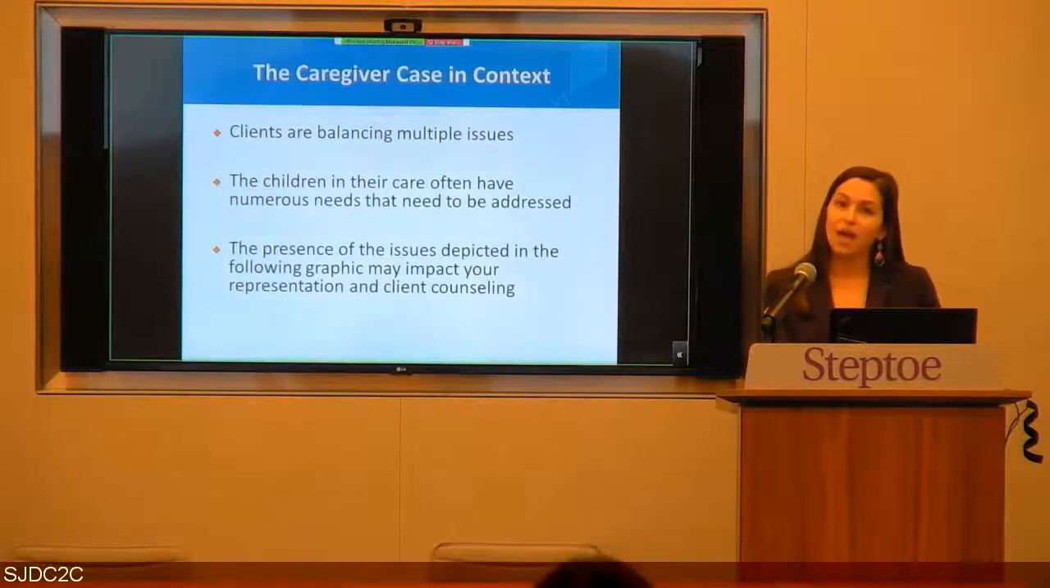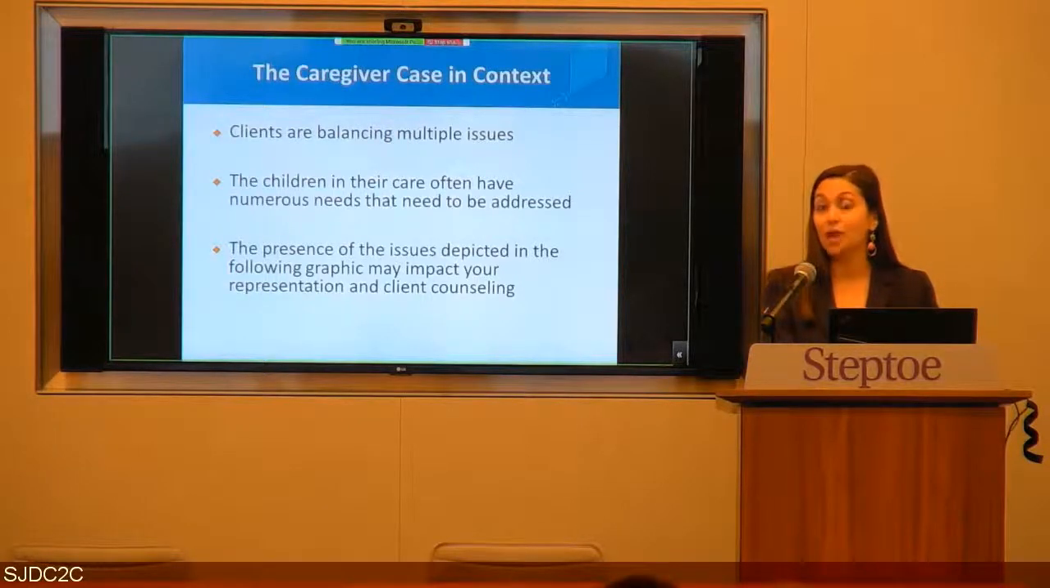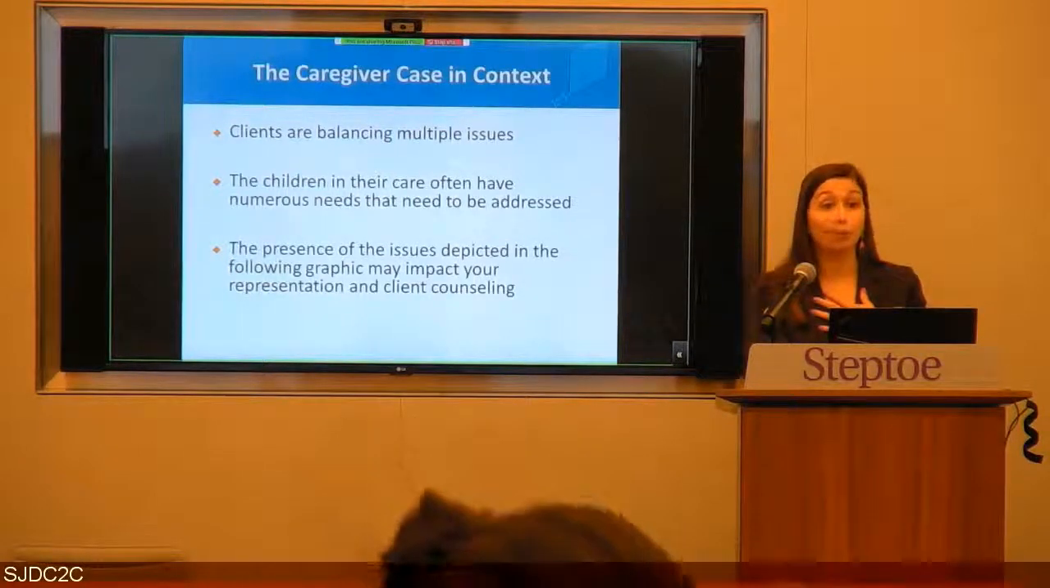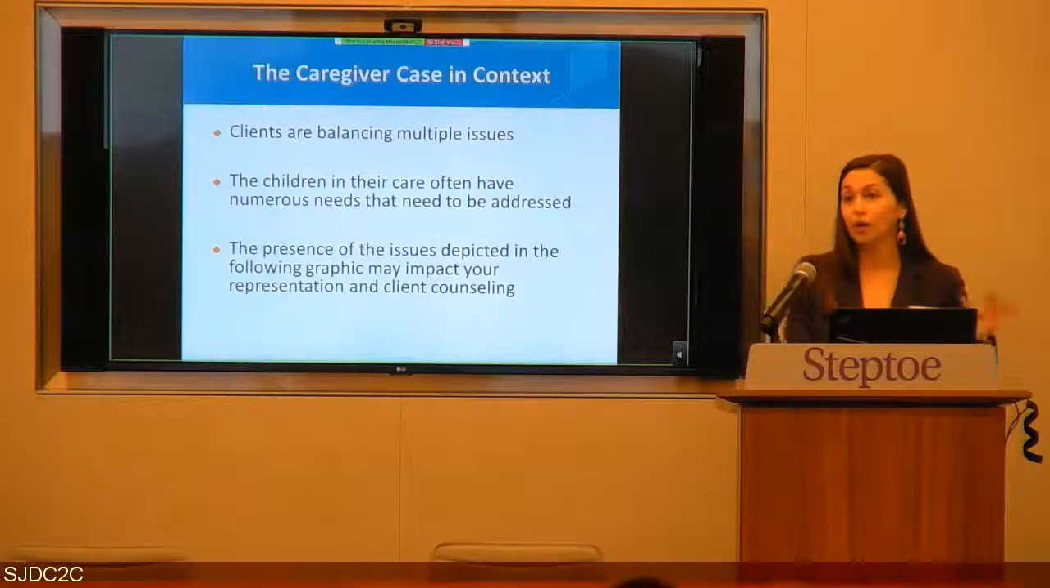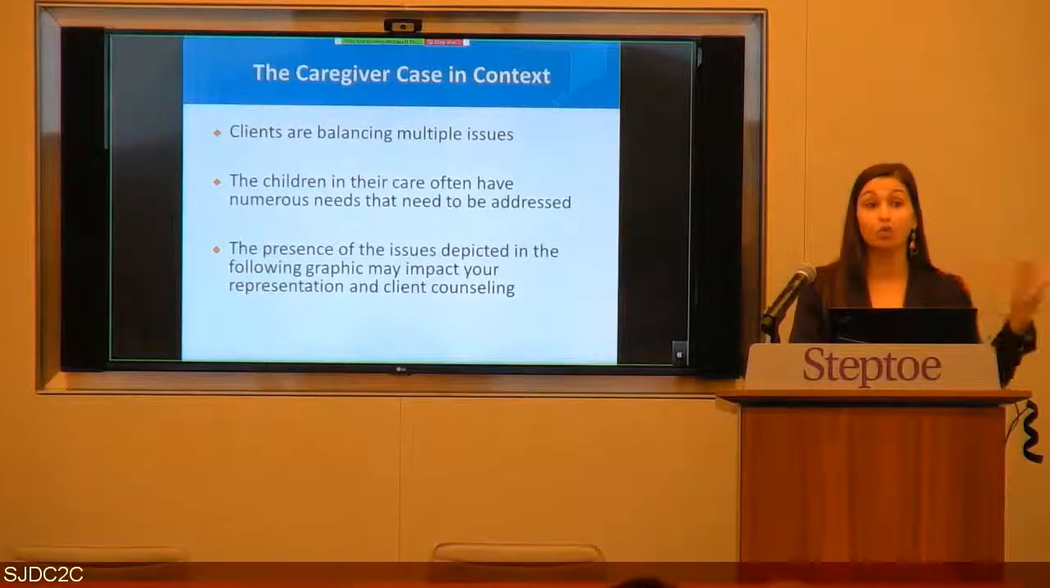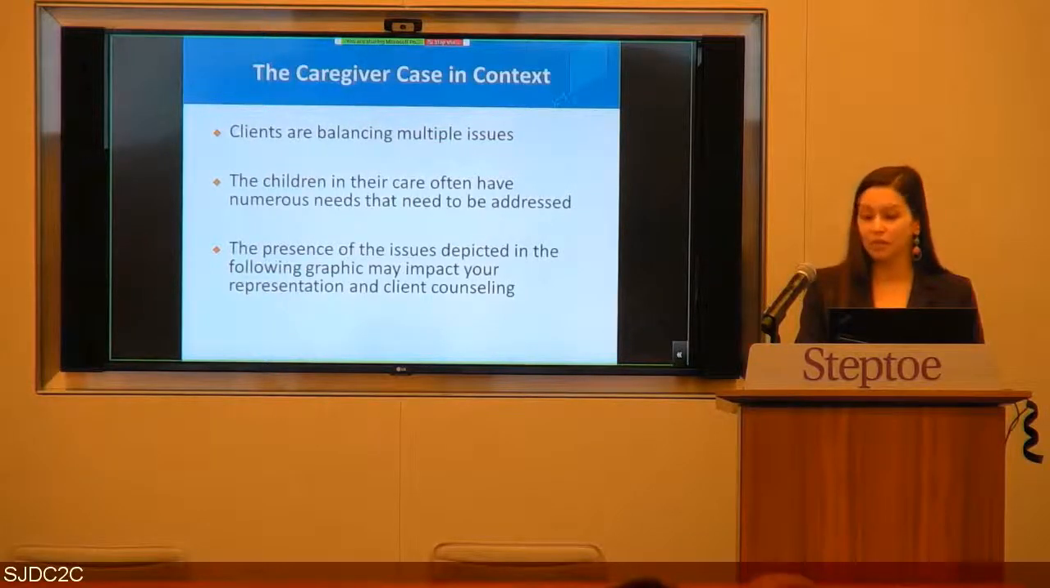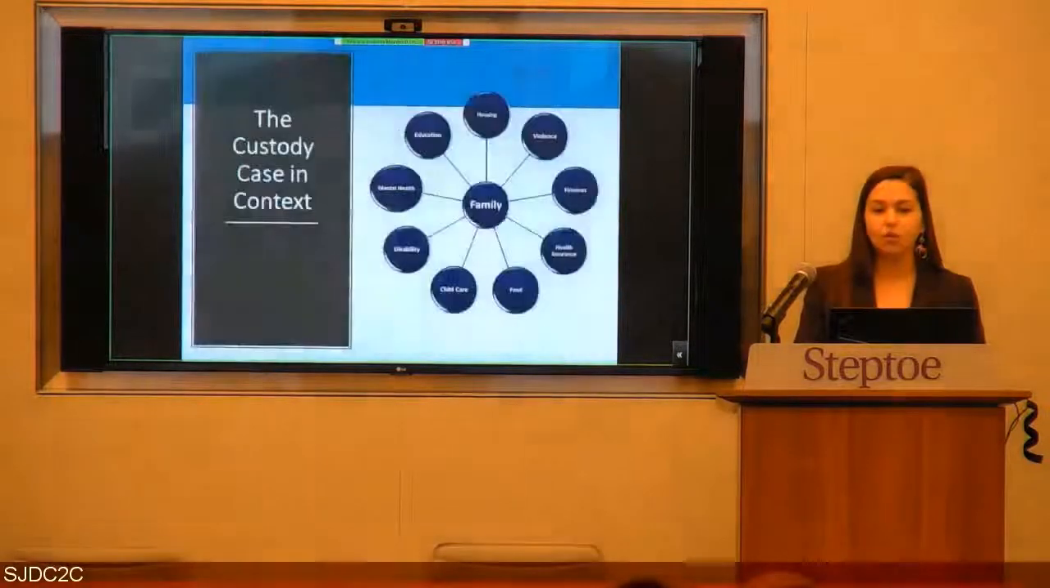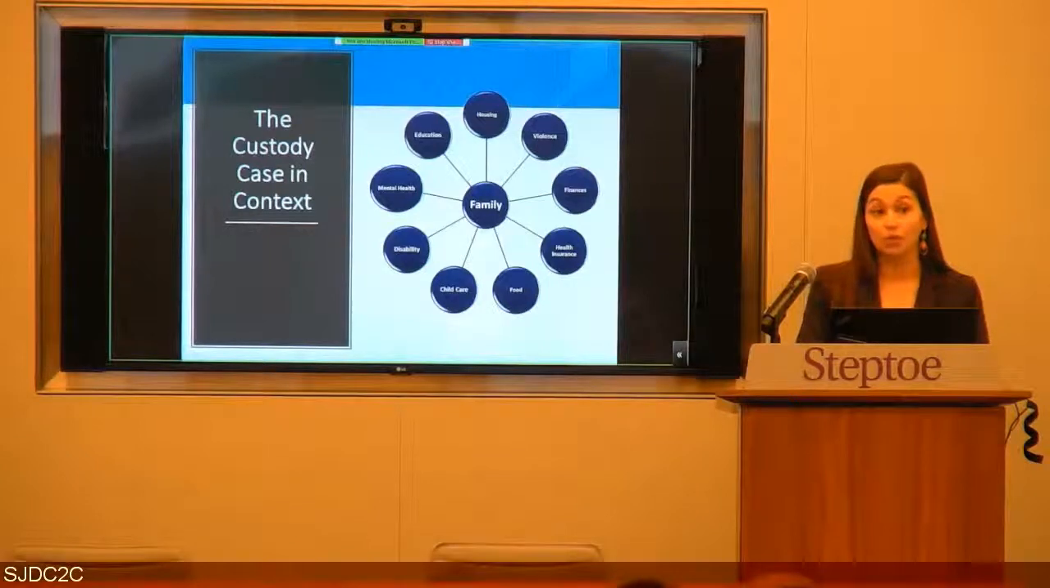There are lots of issues that our caregiver clients are balancing, and so we want to take those into consideration for a whole host of reasons. They can be balancing issues that are really just on their own plate, separate from the child they're caring for. They also may have a child or children with special needs and different things that they are juggling just to meet the child's needs. And so here's a graphic that displays both of those things.